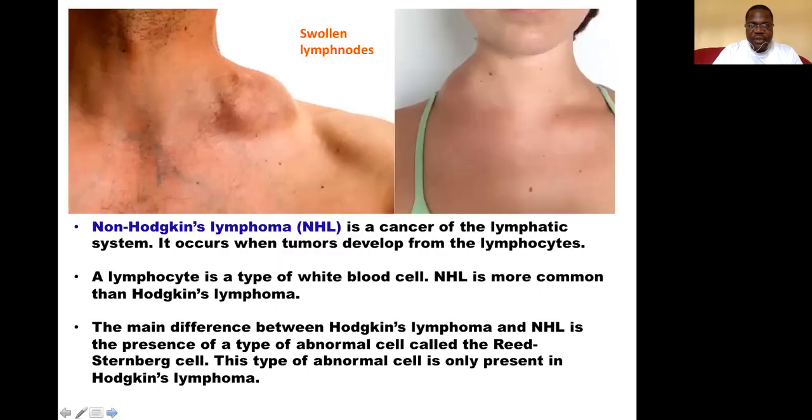So the next cancer that is associated with the virus called EBV, it's a non-Hodgkin's lymphoma. So non-Hodgkin's lymphoma, it's a cancer of the lymphatic system. So you will see here, it's characterized by swollen lymph nodes, especially around the neck. You see here in this patient also swollen lymph nodes that you can find. So a lymphocyte is a type of white blood cell that will then become affected and cause this type of cancer that we call non-Hodgkin's lymphoma.